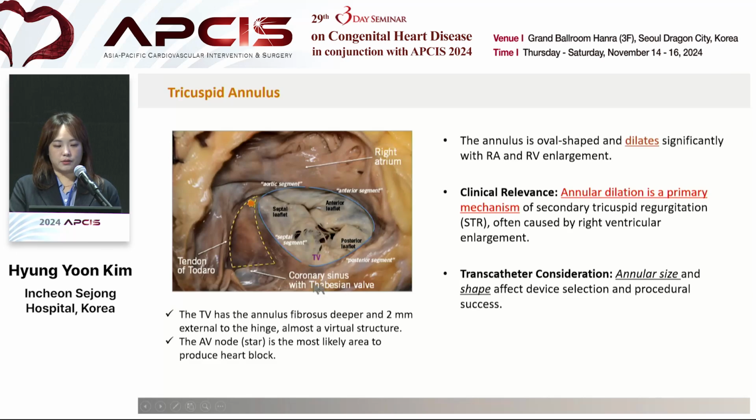This figure shows the tricuspid annulus. The tricuspid valve is surrounded by a highly dynamic annulus that is prone to significant dilatation, and it affects device stability during intervention. Annular size and shape affect device selection and procedure success. Understanding this anatomy is essential for planning successful intervention. So for the transcatheter consideration, annular size and shape affect the success.